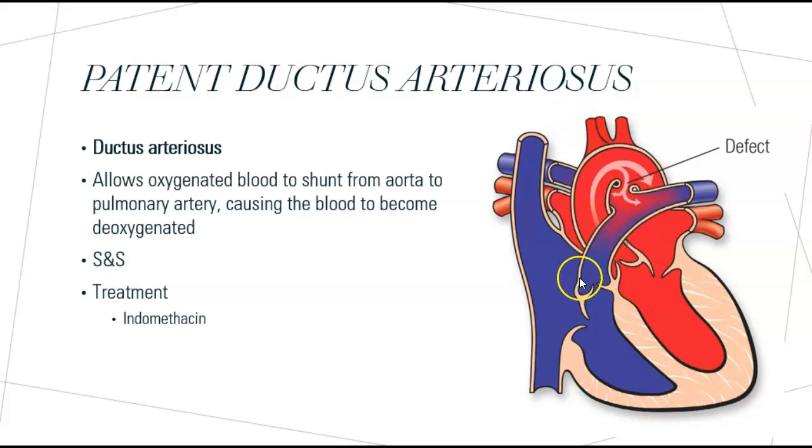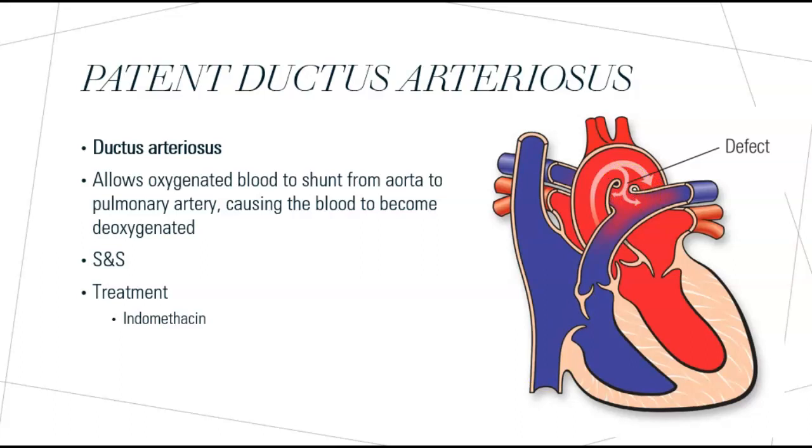So normally you would have deoxygenated blood go from the pulmonary artery to the lungs and become oxygenated, and then you're going to have this oxygenated blood go through the aorta and out to the rest of the body. Well, within the first few weeks of life, you want this ductus arteriosus to close. That way this oxygenated blood is not getting deoxygenated by going back into this pulmonary artery. So the problem here is that this ductus arteriosus did not close.